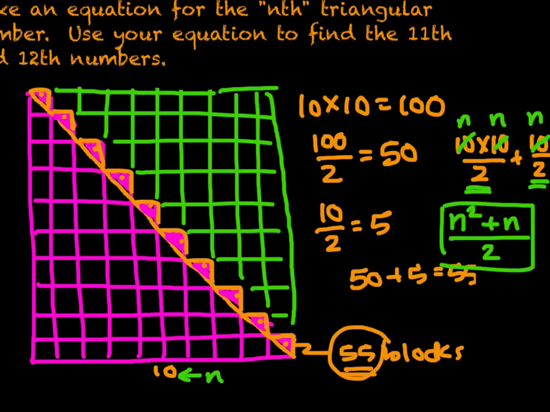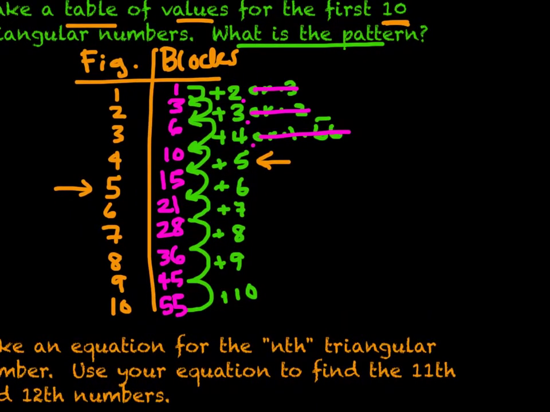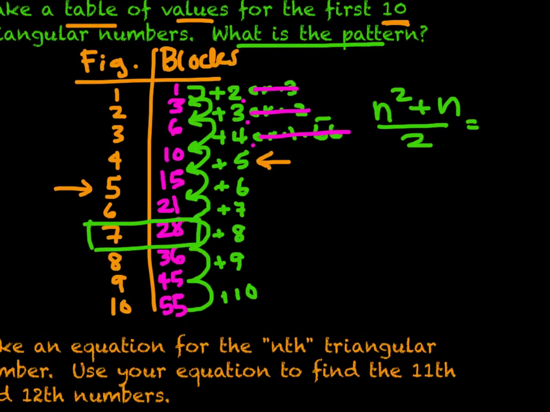Let's see if this actual equation will work for some of our other blocks that we know of. So let's go back to our graph. I'm going to write my equation down, n squared plus n divided by 2, and see if that works for some of these other numbers. Let's try 7. That's always an awkward number. I don't know. 7 is just fabulous.